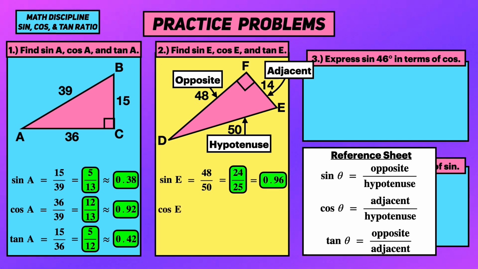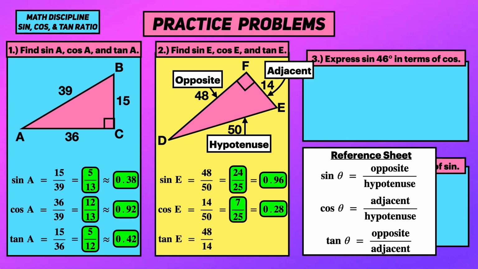For cosine of E, we get 14 over 50. Simplify by dividing the numerator and denominator by 2, which gives us 7 over 25. Divide 7 by 25 and we get 0.28. For tangent of E, we get 48 over 14. Simplify by dividing the numerator and denominator by 2, which gives us 24 over 7. Divide 24 by 7 and we get approximately 3.43.